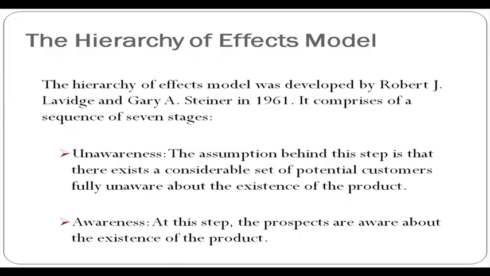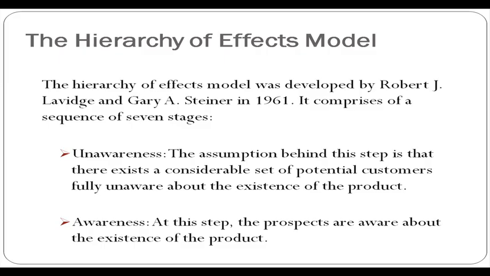So, now after these 4 functions which we have discussed about attitude, we are trying to discuss different models to show the chronology of attitude formation, how attitude is formed. So, the first model which we are going to discuss is the hierarchy of effects model, and this model was propounded by Robert Lavidge and Gary Steiner in the year 1961, and it comprises 7 steps.